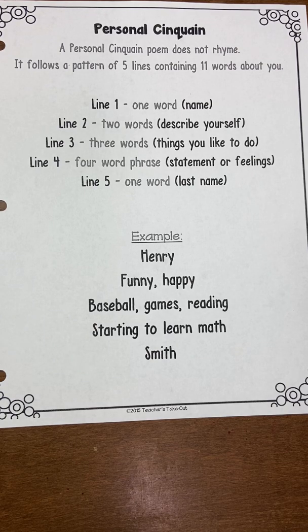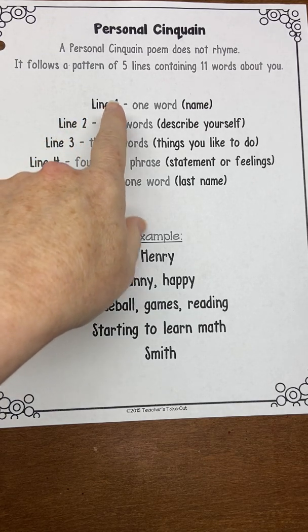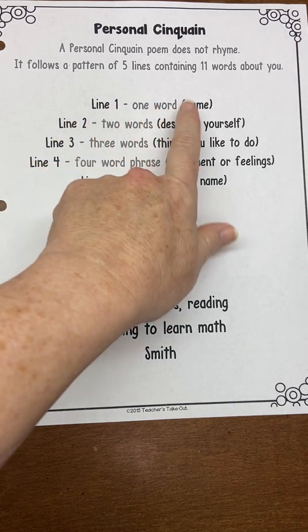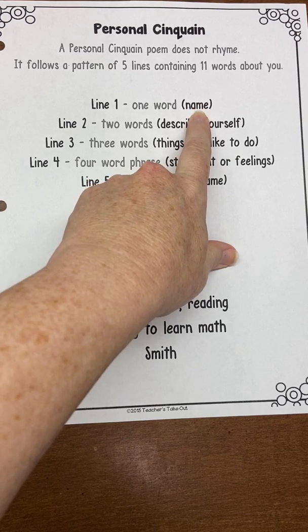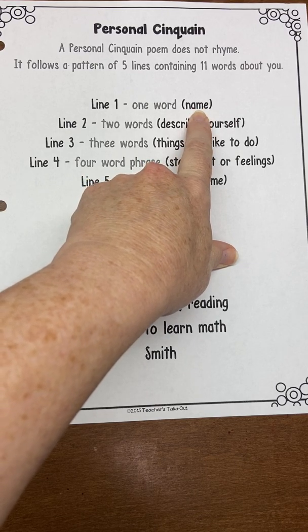So it doesn't have to be you, because I know when we did our acrostic poem, I had you do your name. So this one can be a Cinquain poem about anybody or anything. But it's made up of 5 lines. And the first line is one word. That one word is going to be your name or the name of whatever you're doing.